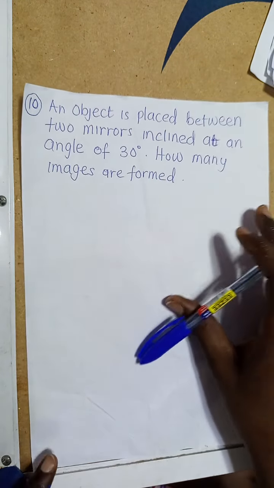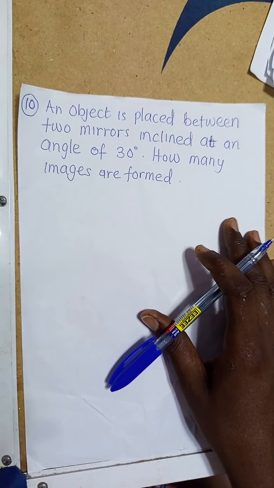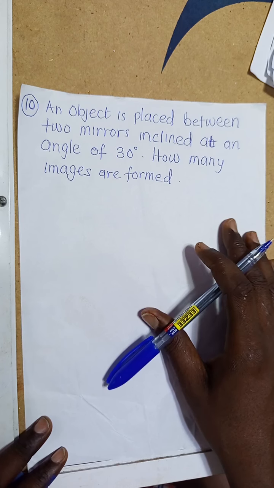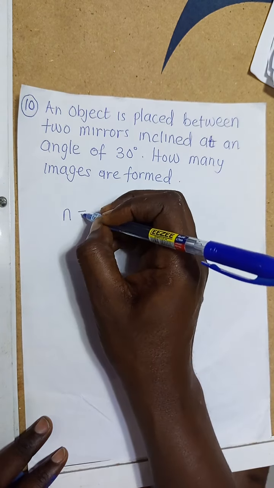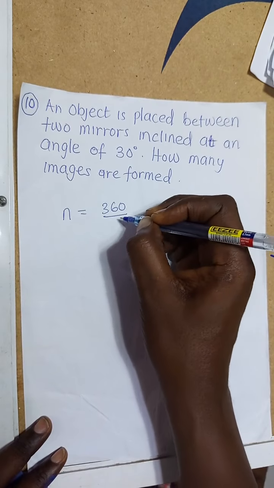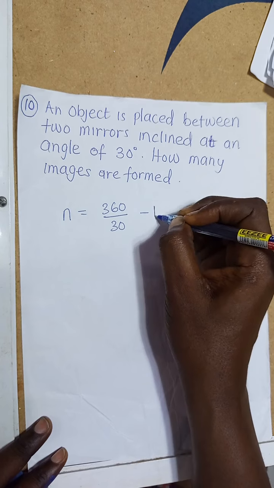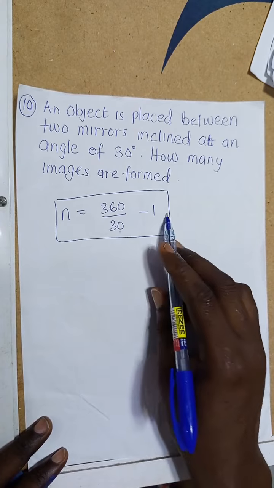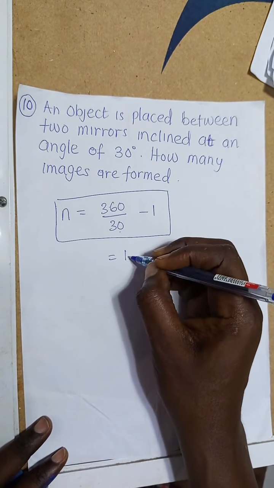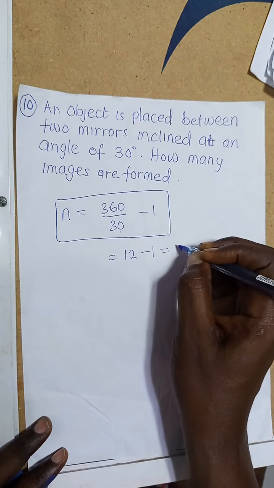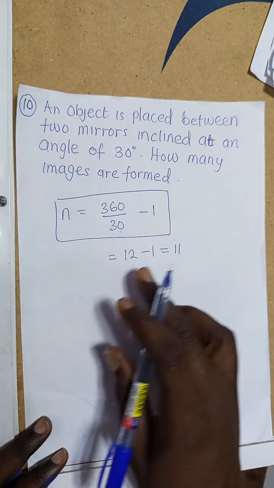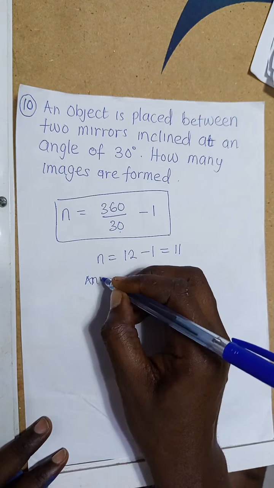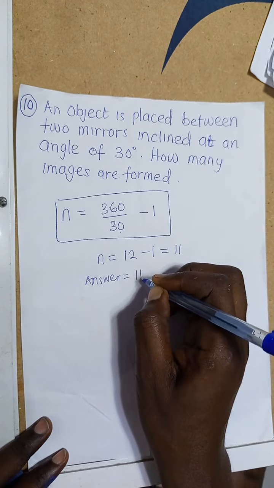Now, number 10, the last question. An object is placed between two plane mirrors inclined at an angle of 30 degrees. How many images are formed? Don't forget, n is equal to 360 over 30 minus 1. I've given you the formula before: 360 over theta minus 1. So this will give us 12 minus 1, which is 11. So the answer, the number of images, is equal to 11.